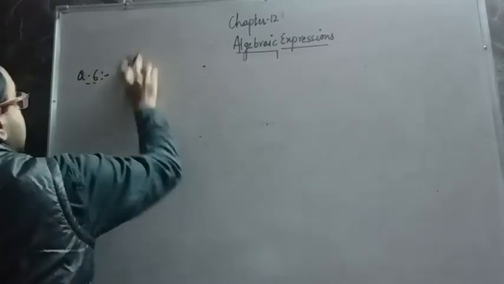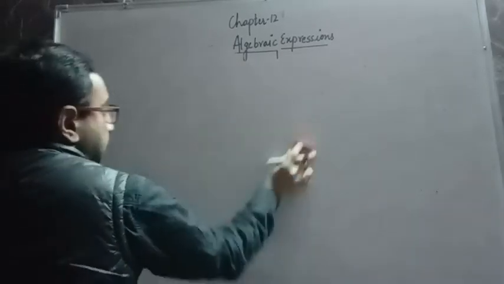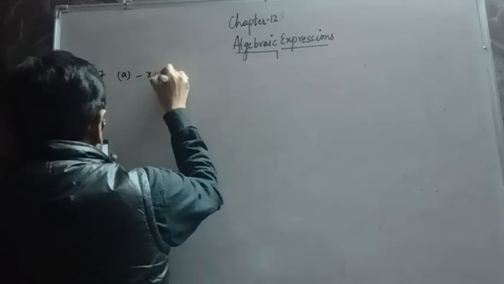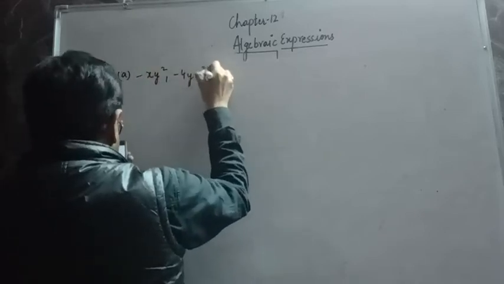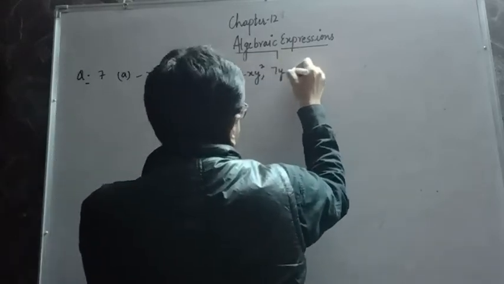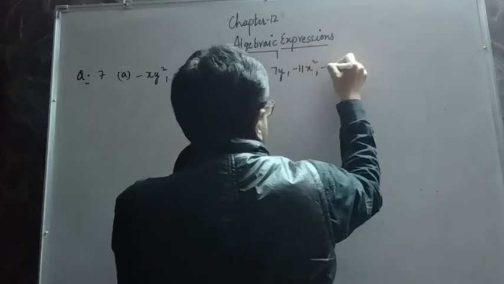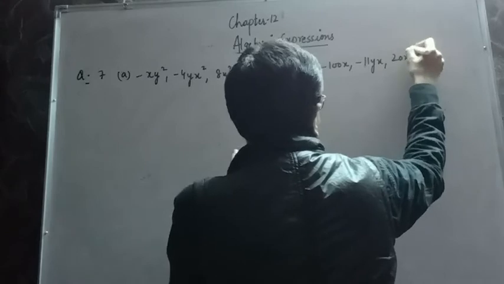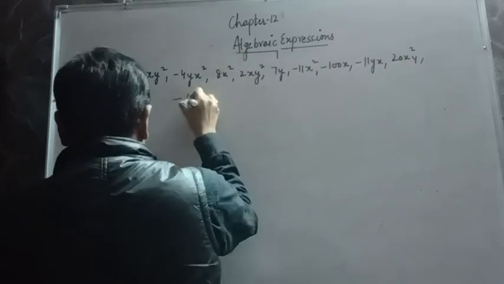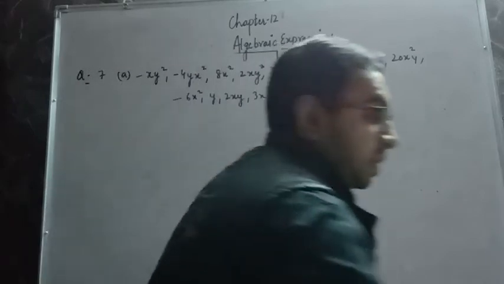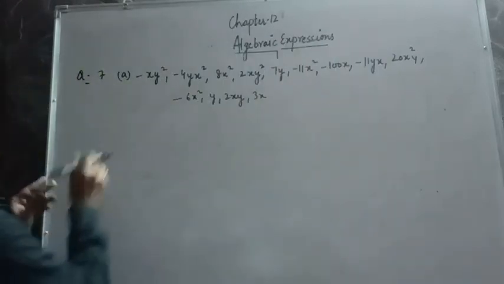Identify like terms. I'm doing one part, and first of all I'm writing the question. It is minus xy square, minus 4yx square, 8x square, 2xy square, 7y, minus 11x square, minus 100x, minus 11yx, 20x square y, minus 6x square y, 2x and 3x. Let's understand the question. We have to identify like terms.